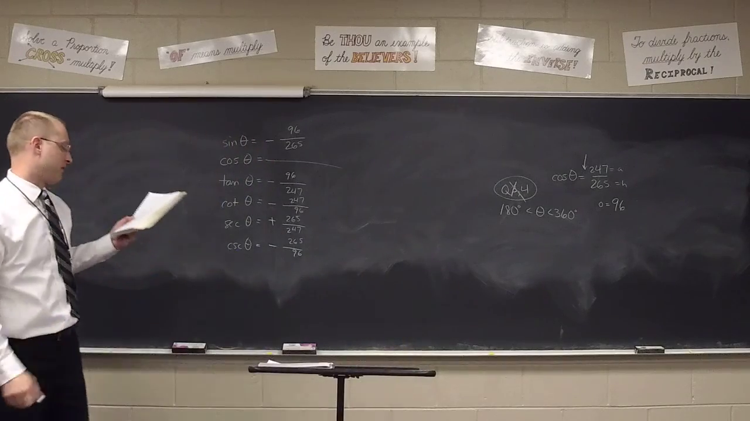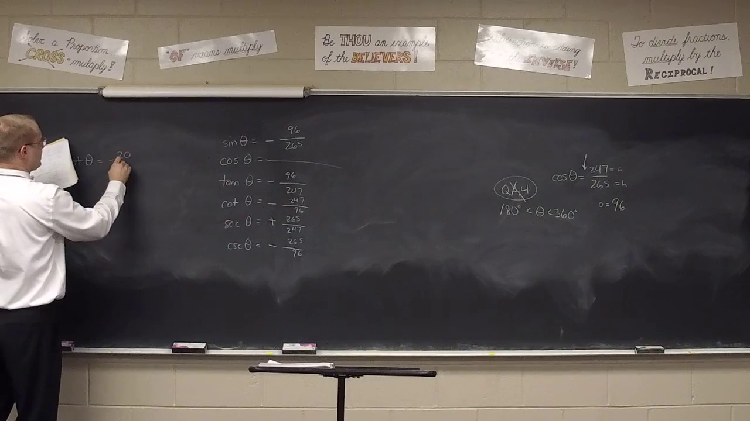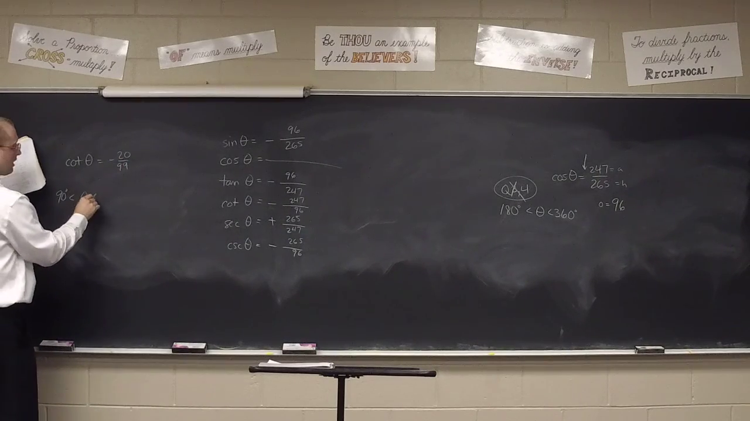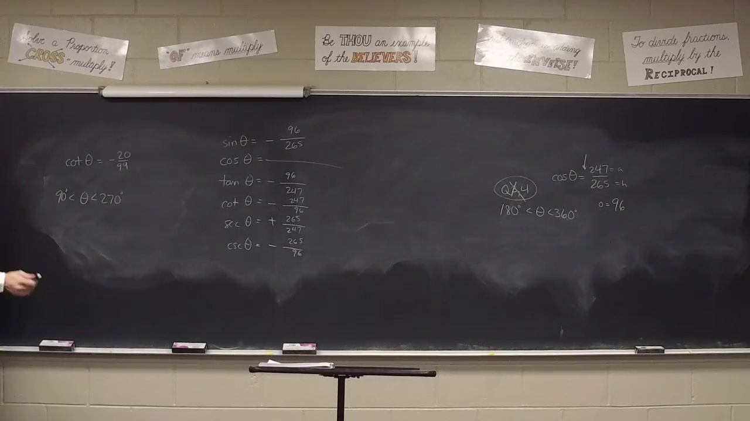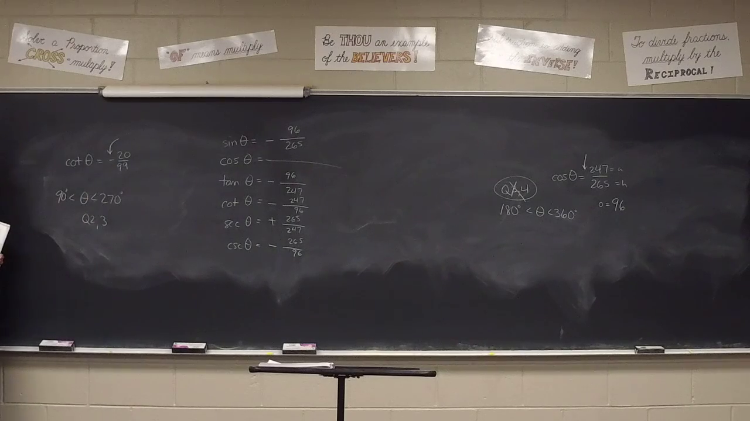All right, look at number 57 right beside it. We're told that cotangent theta is negative 20 over 99, and we're told that theta lies between 90 and 270 degrees. Well, first off, if theta is between 90 and 270, class, which quadrants is that? 2 and 3. Quadrant 2 and quadrant 3. But notice cotangent is listed as being negative. Where would that be true? 2. In quadrant 2, cotangent would be negative.